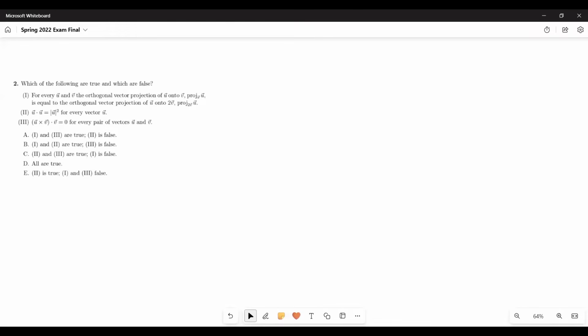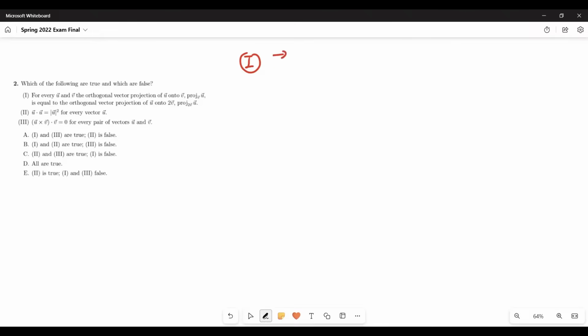Okay, this question asks which of the following are true and which are false. Okay, so 1, 2, and 3. Let's look at the 1 first. So 1, for every u and v, the orthogonal vector projection of u onto v, projection v of u, is equal to the orthogonal vector projection of u onto 2v. Okay, so let's do that.